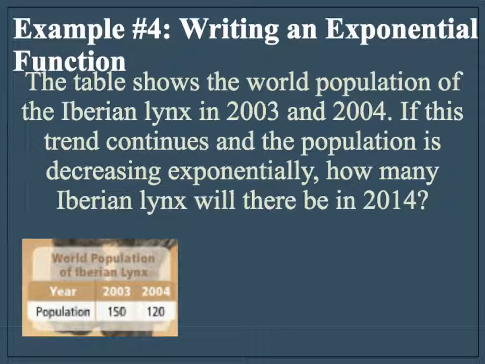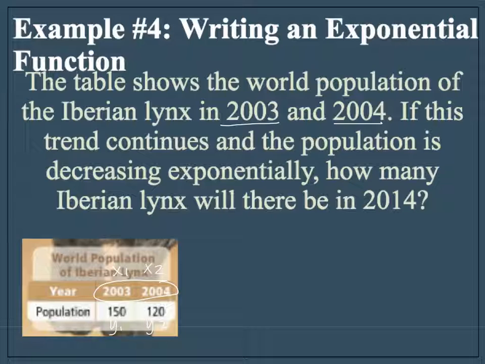It says the table shows the world population of the Iberian lynx in 2003 and 2004. If this trend continues and the population is decreasing exponentially, how many Iberian lynx will be there in 2014? Now, two things stood out to me. First of all, I noticed a 2003 and a 2004. So those are consecutive. Those are going to be my consecutive x values, which are found in this table. So if that's going to be x1 and x2, then this must be y1 and y2.